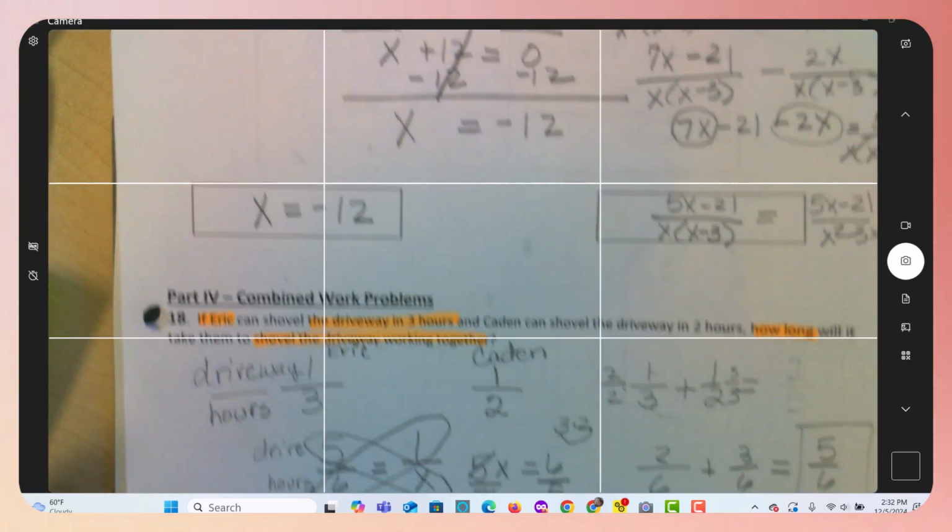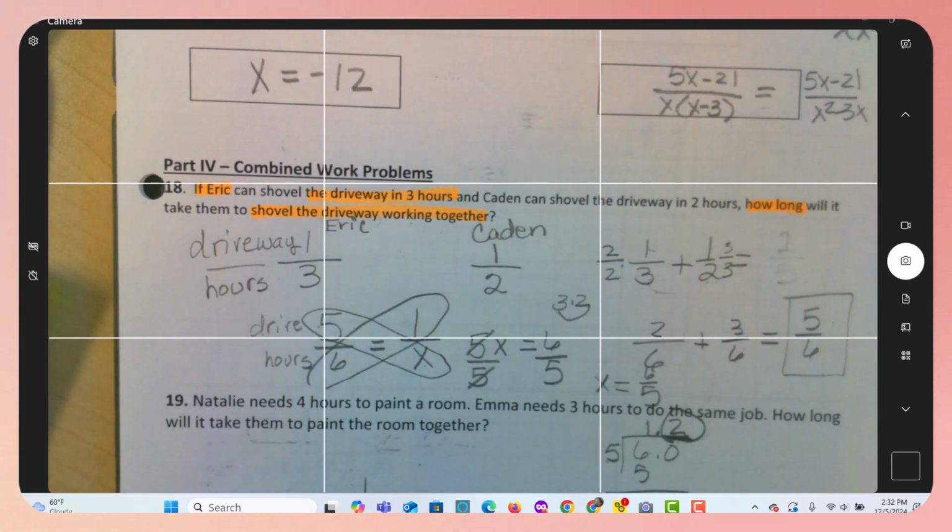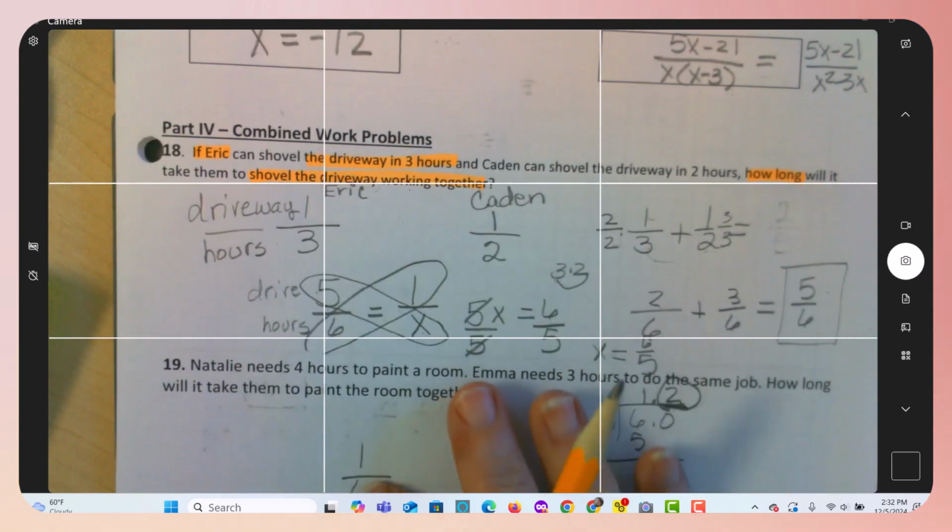All right, question number 16. Did we do question number 16? Let me look. Yes, we just did question number 16.